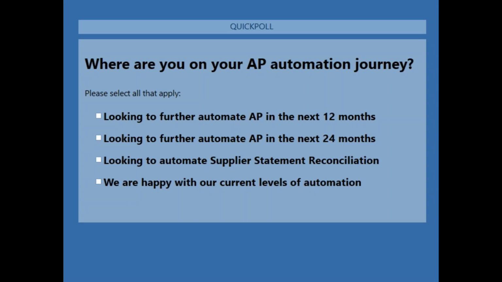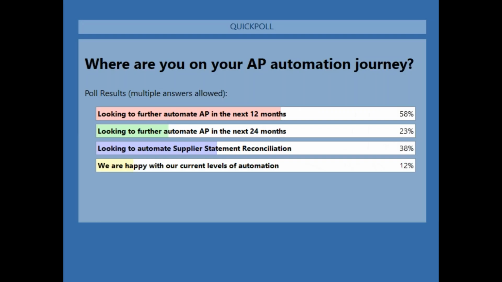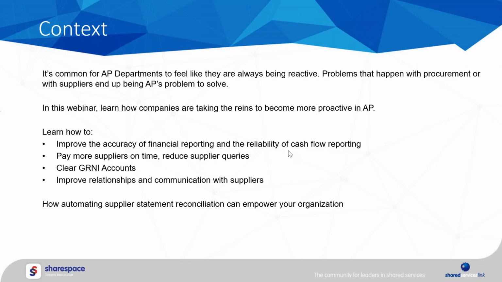So good to see a good percentage of you voting. We like to get to about 60% plus, and we have just achieved that. So we'll be closing the poll in 3, 2, 1, with about 70% of you voting. And the results are coming up on your screen. More than half of you are looking to automate in the next 12 months. Another quarter are looking to do it in the next year. Because you can tick more than one, these won't add up to 100, but 38% of you are looking to automate supplier statement reconciliation, and a fortunate 12% are very happy with your current levels of automation.